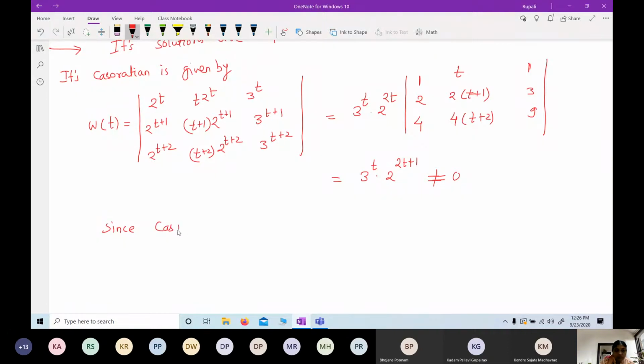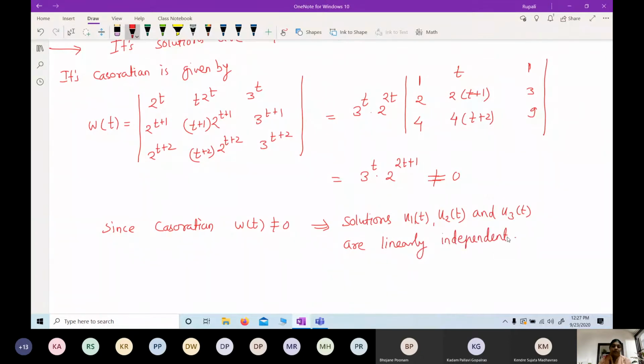Since the Casoratian W(t) is not equal to 0, it implies the solutions u1(t), u2(t) and u3(t) are linearly independent. Is that clear? Okay, so we will have another example, some exercise.